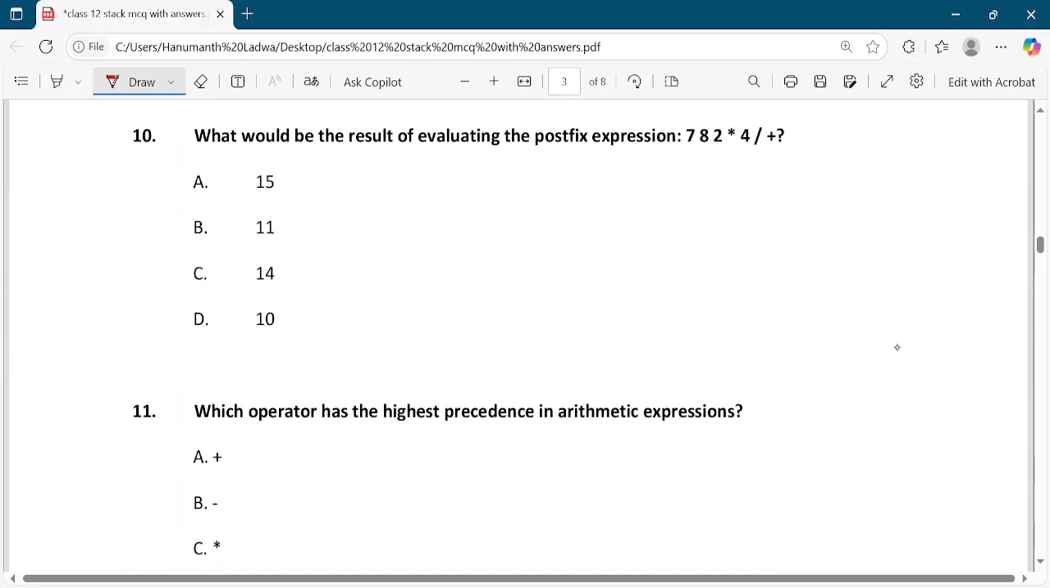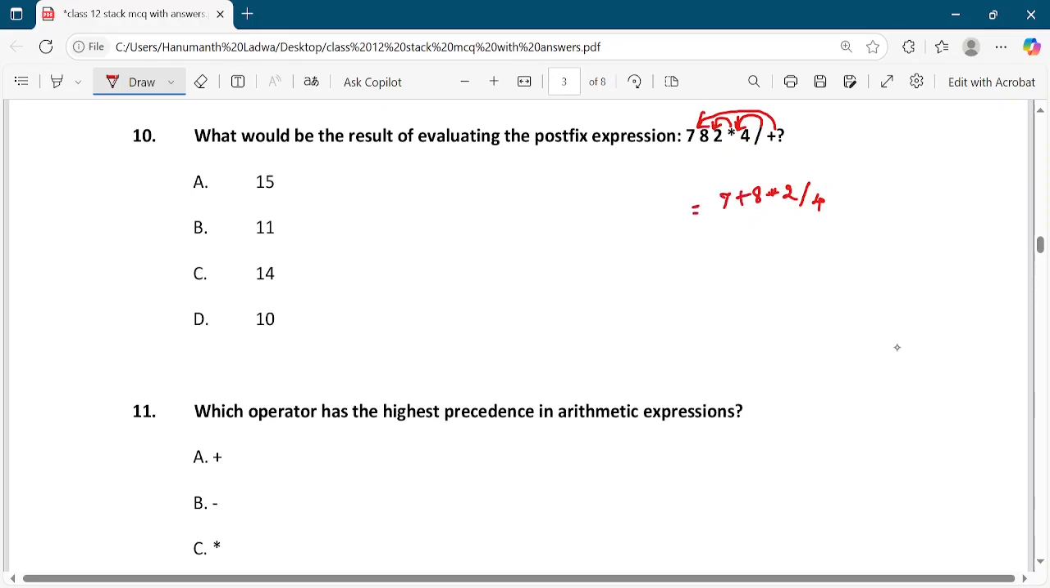Question number 10. What would be the result of evaluating the postfix expression 7 8 2 * 4 / +? So here you can observe that this asterisk symbol will come in between 8 and 2. So I'm going to write here 8 into 2. And this division will come here at this particular place. So it is divided by 4. And this plus will move on to this particular place. So here I'm going to write 7 plus.